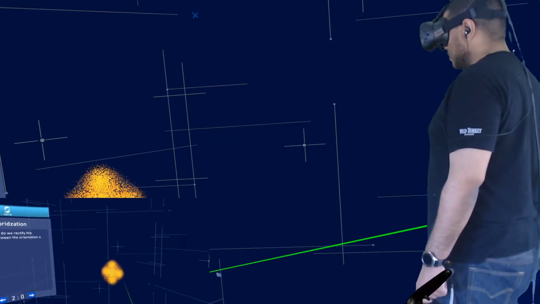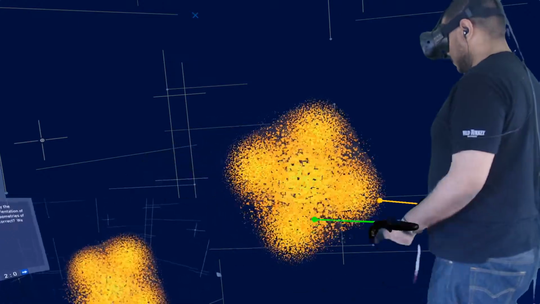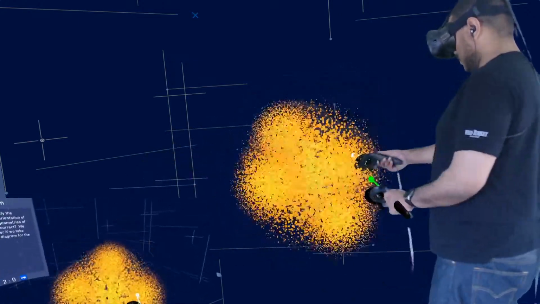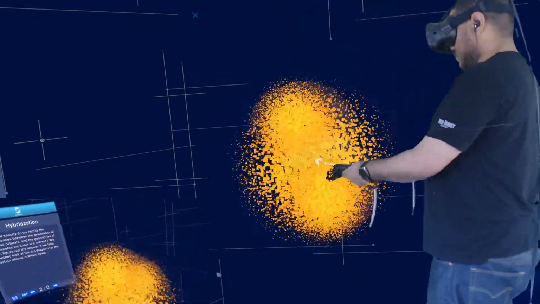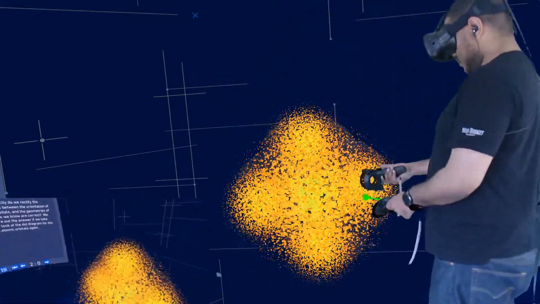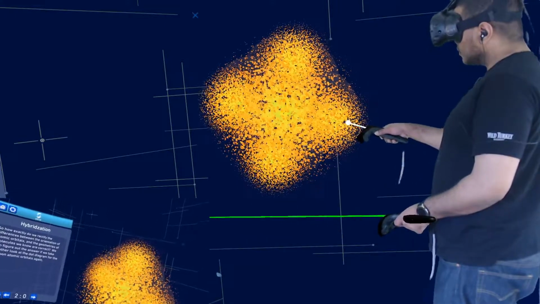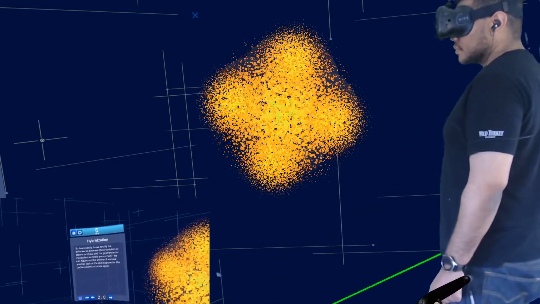So, how exactly do we rectify the differences between the orientation of atomic orbitals and the geometries of molecules we know are correct? We can figure out the answer if we take another look at the dot diagram for the carbon atomic orbitals again.